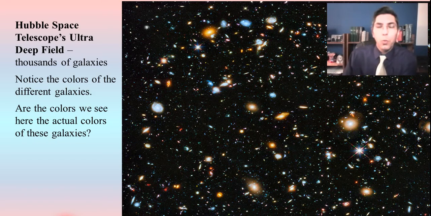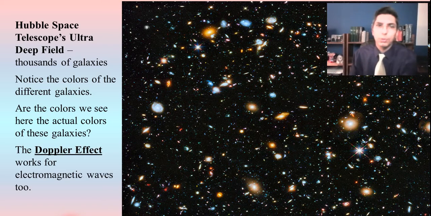And so when we look at these galaxies, we have to ask ourselves, are the colors that we're seeing in this image the actual colors of these galaxies? Is there a reason to believe that these galaxies actually are red or that they're actually blue? Are these the real colors we're seeing? And the answer to that question is probably not. It's probably not the case that this galaxy right here is actually ruby red. It might be because the colors that we're seeing here are actually distorted.